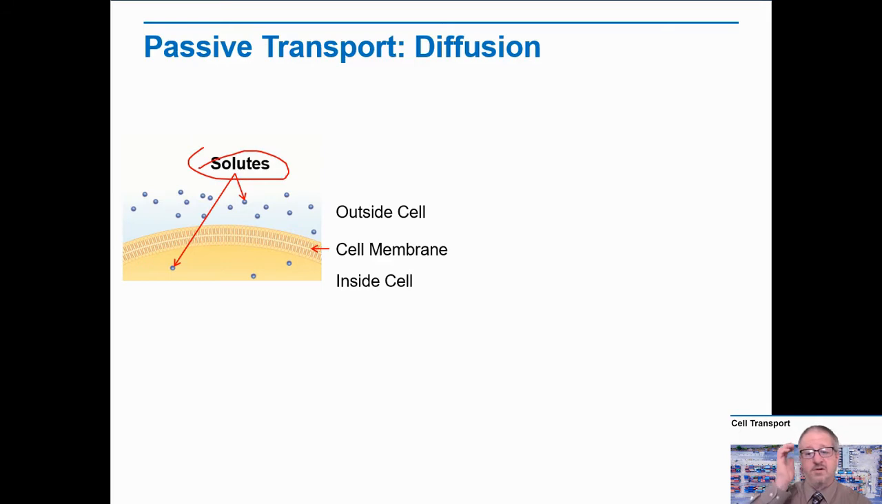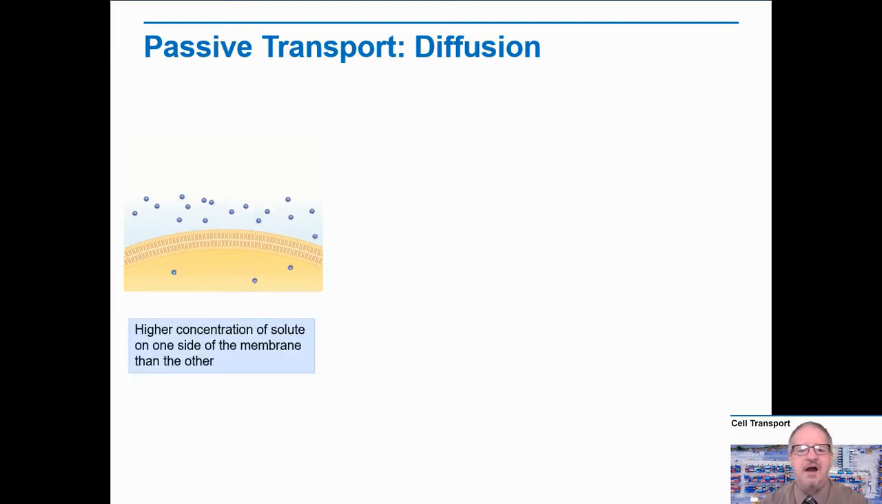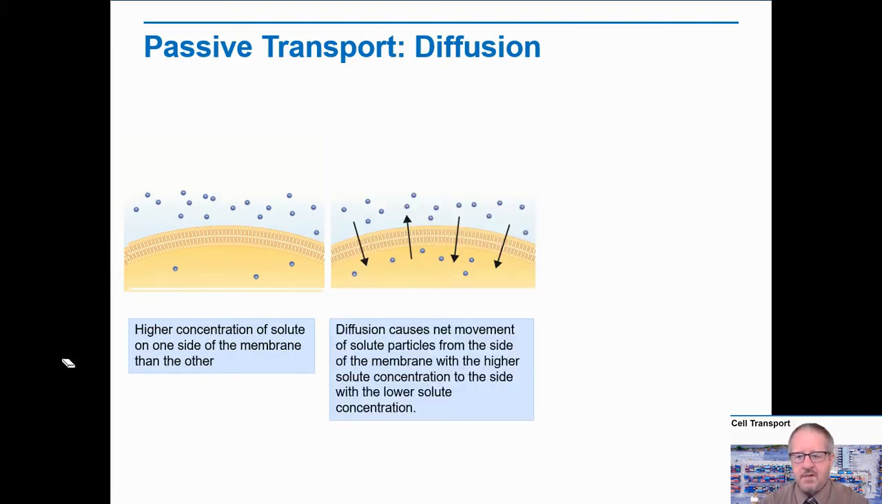So what do you notice about the solutes inside and outside of the cell? Well, I kind of already said it. There are actually more solutes outside of the cell than there are inside the cell. Okay, we have a higher concentration of solutes outside of the cell than we have inside of the cell. So what we would find happening is that we get the solutes moving across the cell membrane.